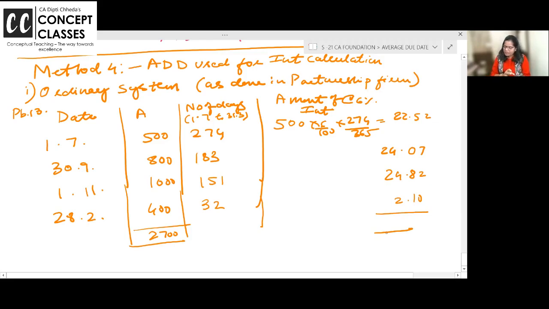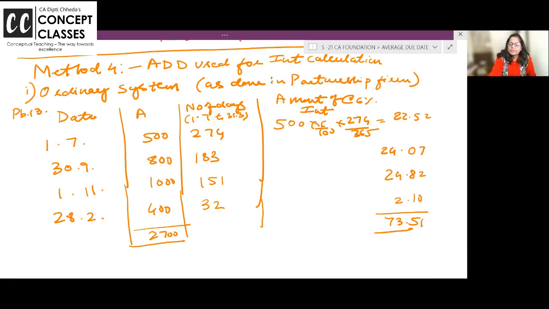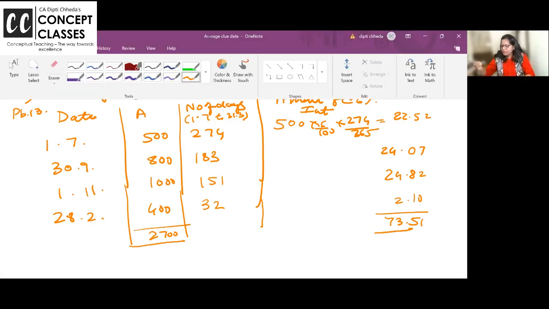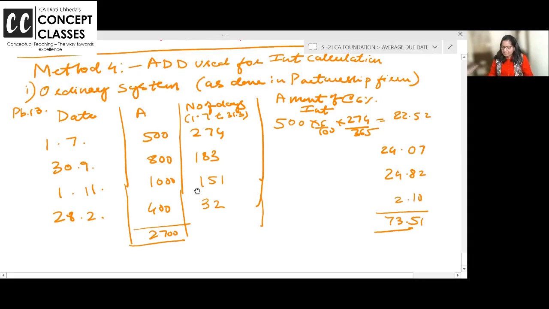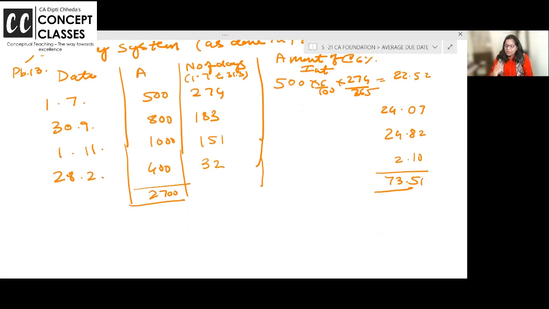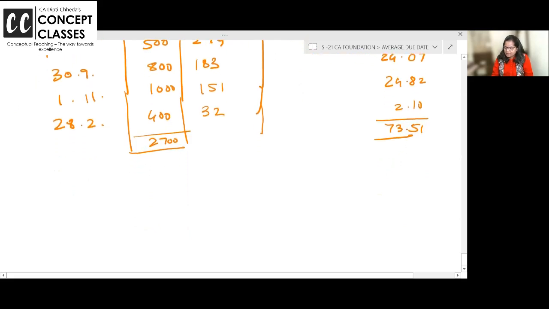What is the total of interest? This is the ordinary system, not average due date. So with the ordinary system, it is coming to how much? 73.51. 73.51 if you calculate it in days. Nice. All clear to all of you? Anyone in the class is having any doubt? Ask me. This is a routine system. Do it only if they ask.